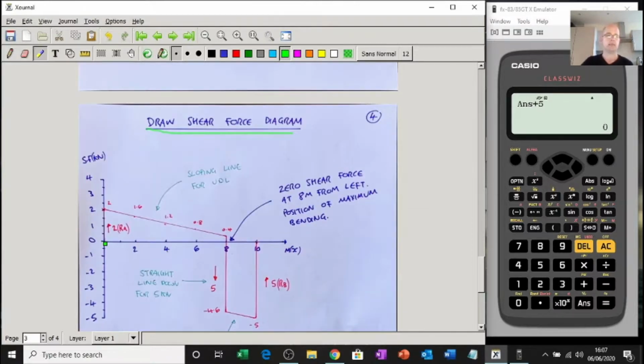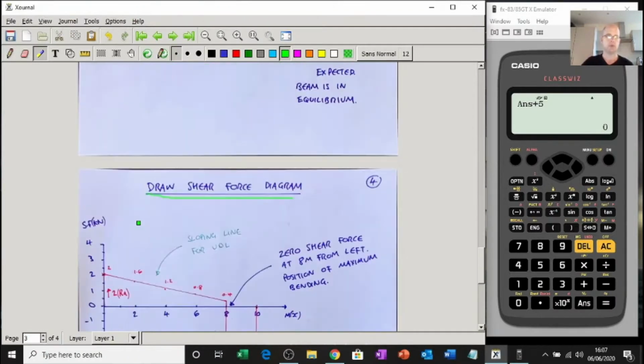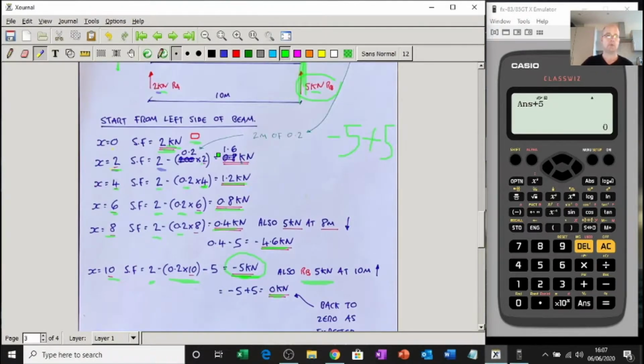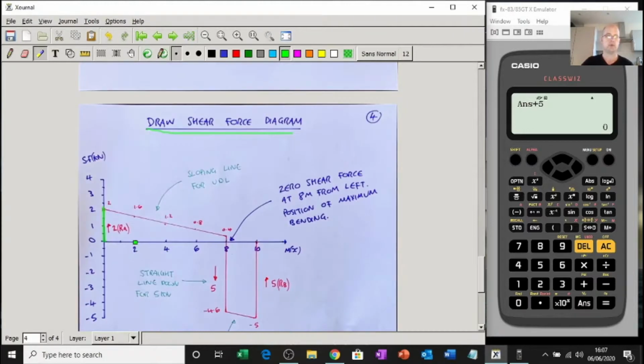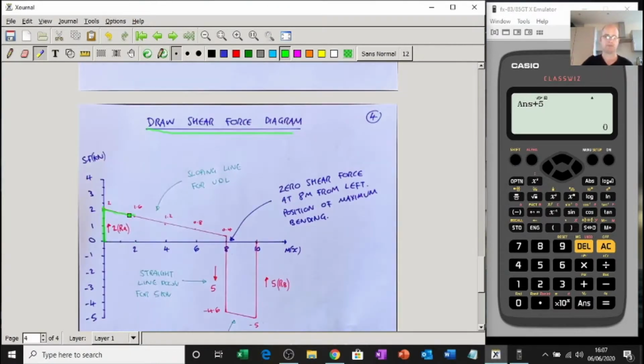So don't forget, at x equals 0, we've got 2 points. We've got 0 and we've got 2. So really we've got 0 there, and up comes the 2, because that is the reaction A really. So once you know what you're doing, you can sketch these quite quickly. At x equals 2, I've got 1.6. Plot that. Sloping line for the UDL, don't forget. When we've got UDL, you'll have a sloping line.